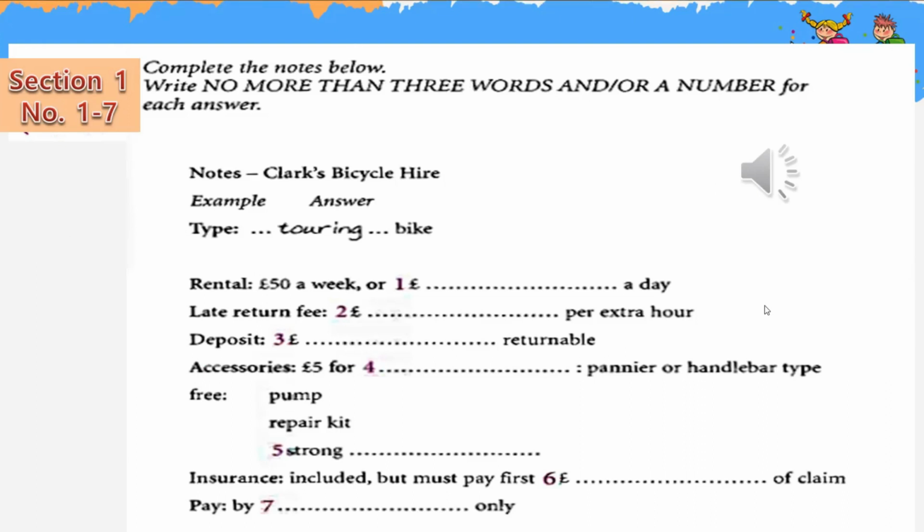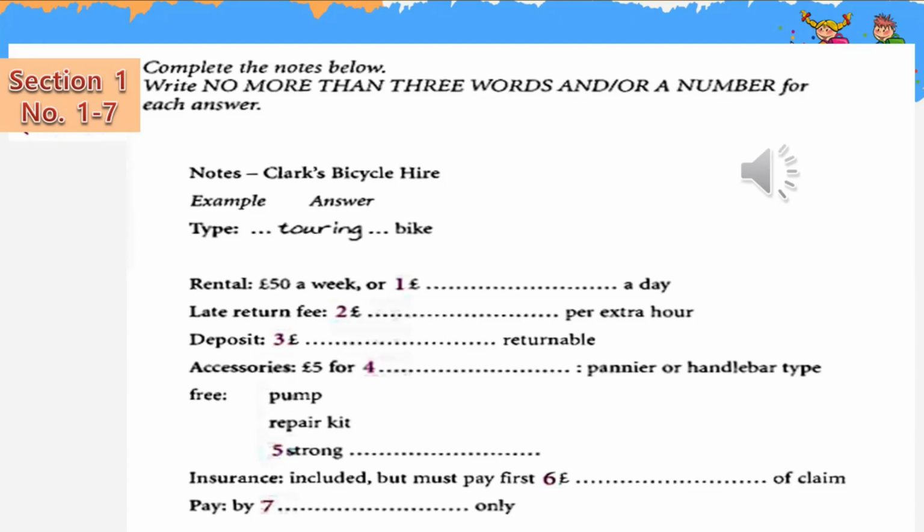Listen carefully and answer questions 1 to 7. Hello, Clark Cycle Hire. My name's Keith. How can I help you? Oh, hello. I saw your ad in the local paper, and as I'm thinking of doing some cycling, I'm wondering what kinds of bike you have and what your prices are like. Well, we hire out two main types of machine, touring and mountain bikes. Are you likely to be riding off-road, do you think? No, I'll probably be sticking to roads and country lanes, so a touring bike would be best, I think.